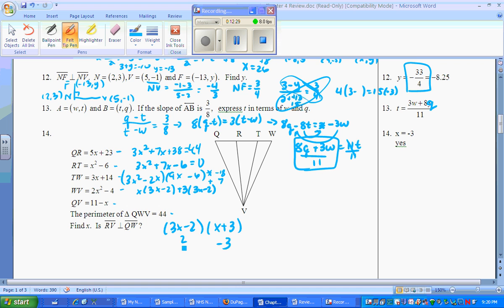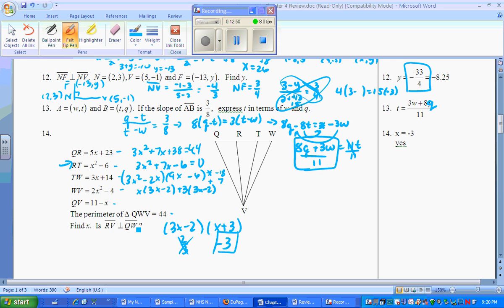This answer is 2/3. All right. When I put in 2/3 here, and I square it, I get 4/9 minus 6. That gives me a negative answer, so negative 3 is the one that works.